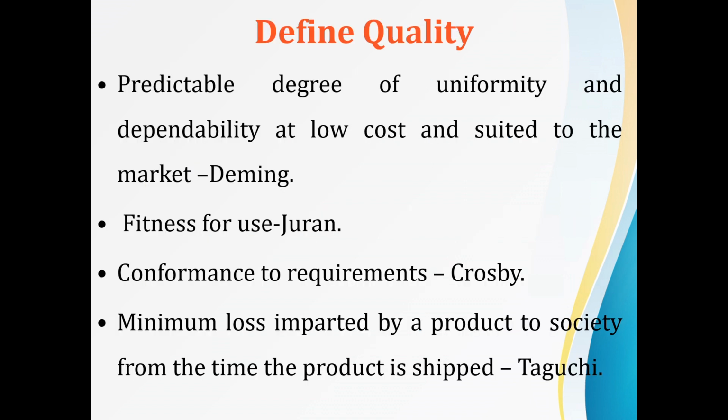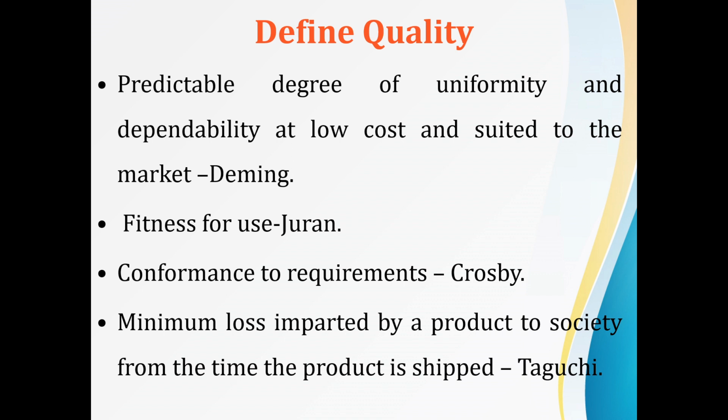And next we will be discussing the definitions given by various quality gurus from America, Japan and West Asian countries. So first one is the definition given by Deming. According to Deming, quality is nothing but a predictable degree of uniformity and dependability at low cost and suited to the market. So according to the market need, if the product is supplied at low cost, then that product has good quality according to Deming.